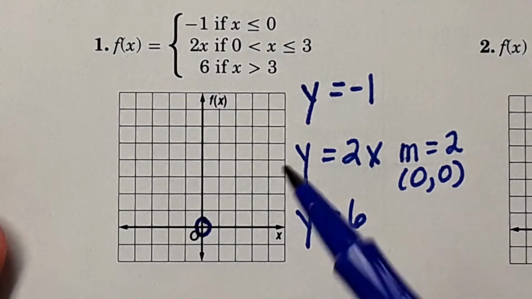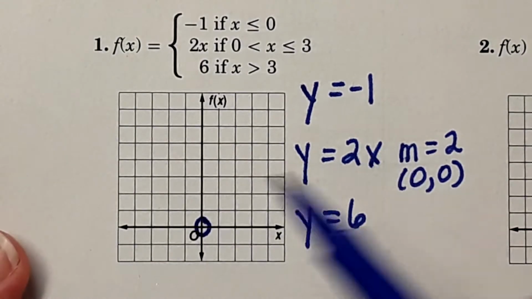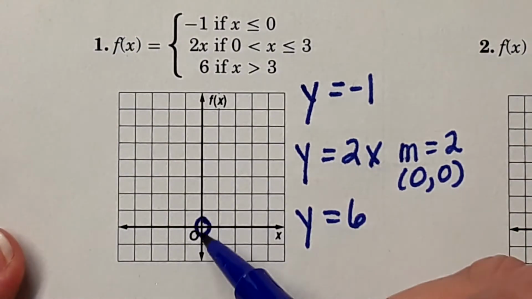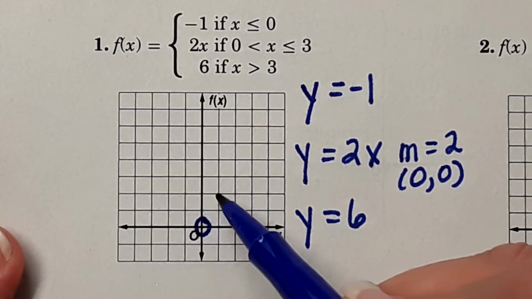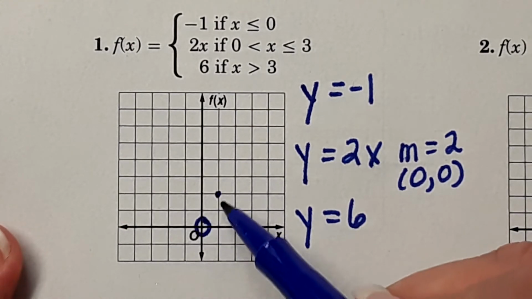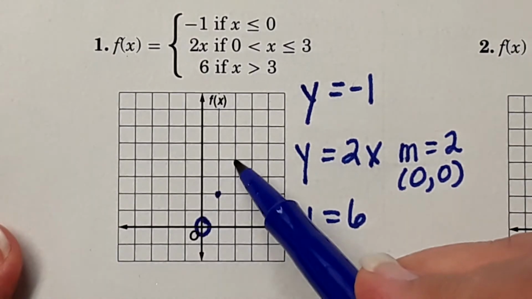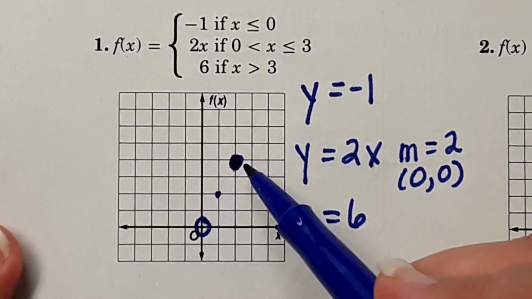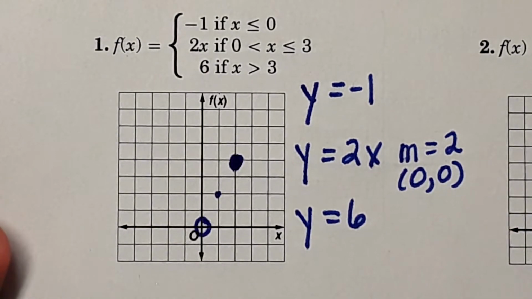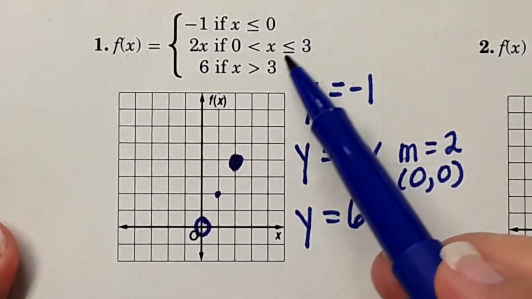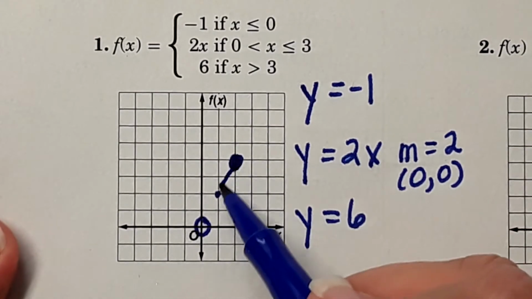And then we're going to go up to 1, 2 over 1. That's 2, 1. And then we're going to go up 2 over 1, and we're going to put a closed circle. Why did I put a closed circle? Because it's less than or equal to 3. That's that line.